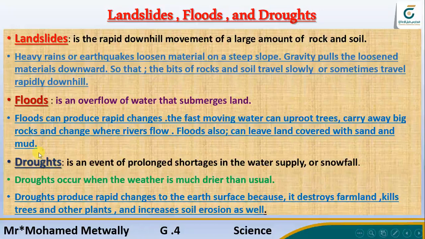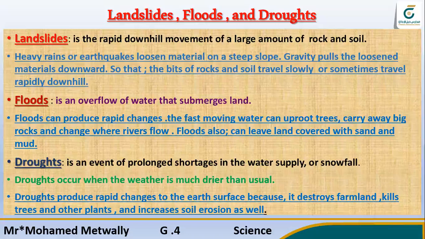Turning to the last definition here, about droughts. A drought is an event of prolonged shortage in water supply or snowfall. There will sometimes be shortage of water in specific areas on the Earth's surface. When water is missing or there is no water for a long time, this leads to drought.